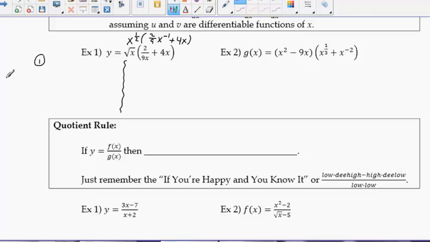So then when I go to take the derivative here, y prime is going to be the first times the derivative of the second, and the second being everything in the parentheses. So that's going to be negative 2/9 x to the negative 2 plus 4. So there's the first times the derivative of the second plus the second times the derivative of the first. And I don't care if you distribute. You can write this down and walk away.